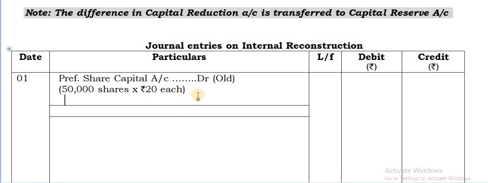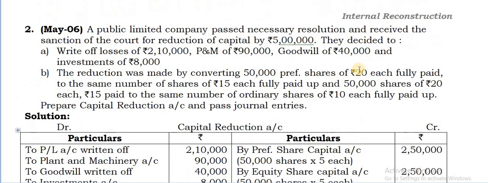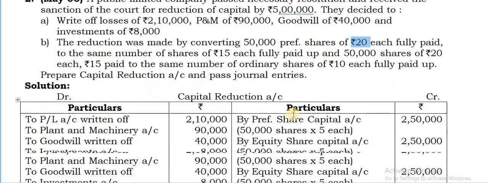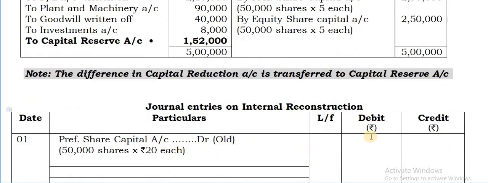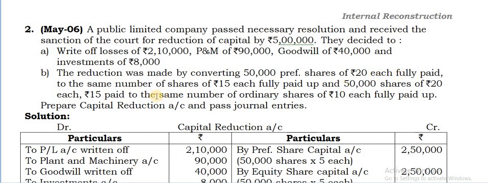Preference share capital account debit. This is the old. See how much is there? 20 rupees each into 50,000. 50,000 into 20 each. That is being taken. So how much you get, that you write in the debit column. It is coming to 10 lakhs. Now this is being reduced to how much?